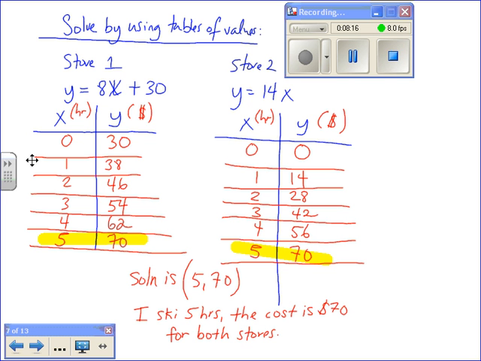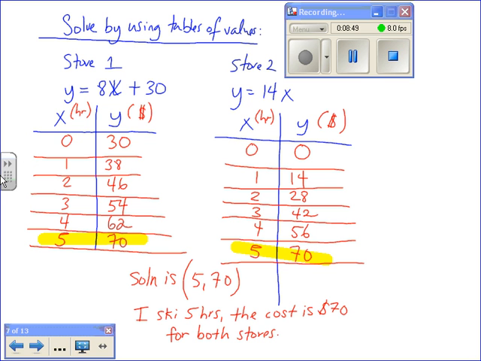So I can see that if I ski less than 5 hours, the cheaper option is actually store 2. But if I ski more than that, I could go ahead and keep going. I'll see that actually store 1 turns out to be the cheaper option if I'm going to ski more than 5 hours. But the only point they both share is (5, 70). Okay, so this is solving a system using a table of values. We could have also graphed it, which would have been a great way to solve it as well. And we would have found that the 2 lines crossed at the point (5, 70) on my graph.